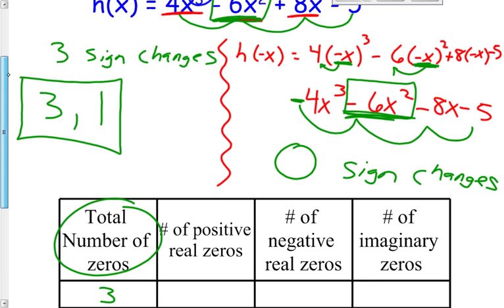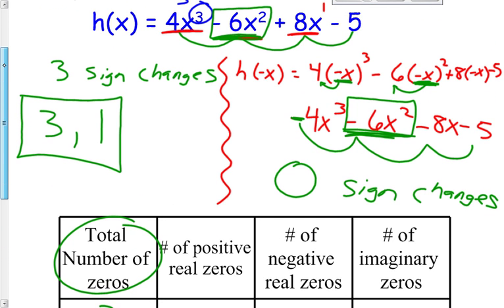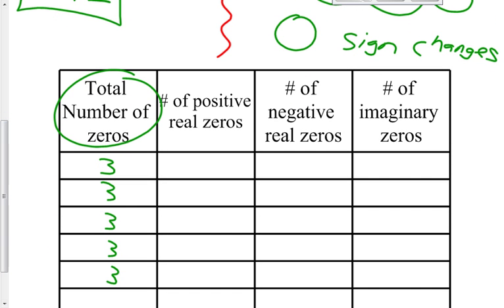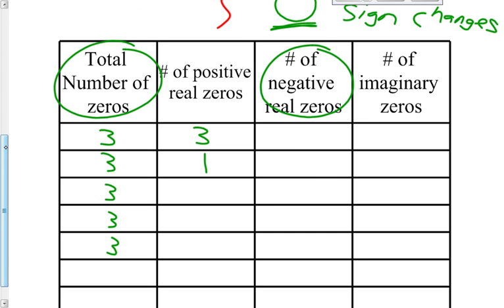So if there are 3 zeros in total, 3 of them could be positive or 1 of them could be positive. Now, there aren't any negative real zeros because I found that doing h of negative x. So if there aren't any, I'm going to put 0 here and 0 here.